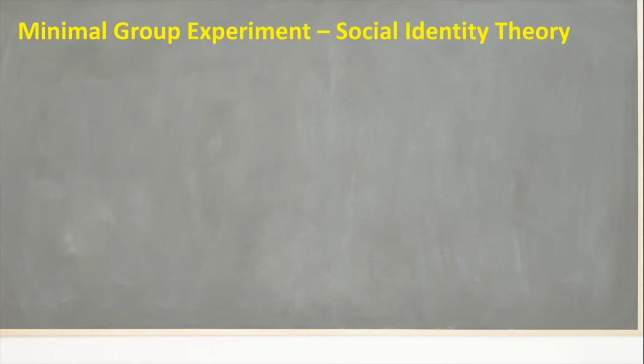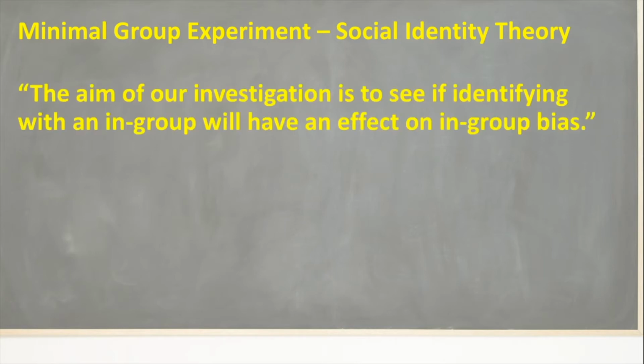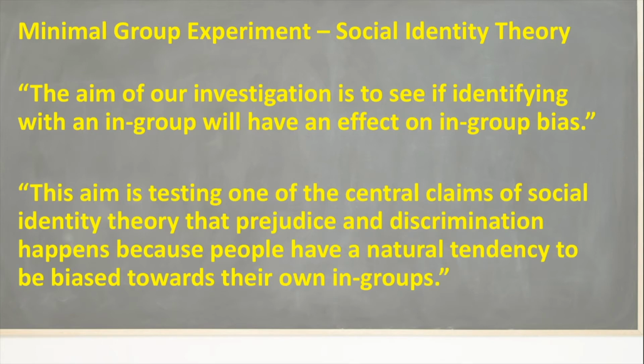So let's say, for example, I was doing a minimal group experiment on social identity theory. Now again, I couldn't do this for the IA, which is exactly why I'm doing it as an example here, so you don't just copy it. I might say something like the aim of our investigation is to see if identifying with an in-group will have an effect on in-group bias. Then I can go on further and say, this aim is testing one of the central claims of social identity theory. Now, this is one sentence here, and this is another way in which, without adding too many words to my introduction, I can clearly show a link between my study, with the aim of my study, and the background theory or model.